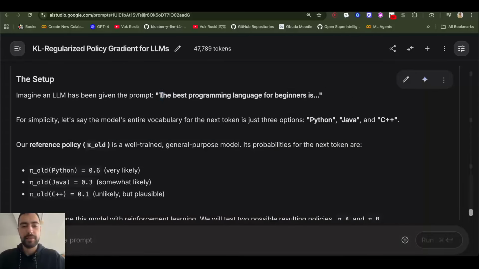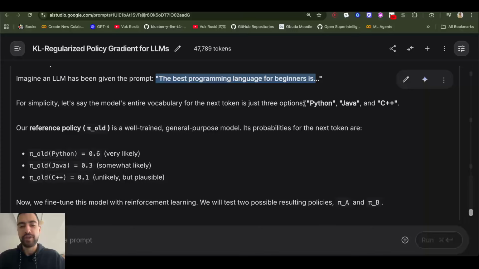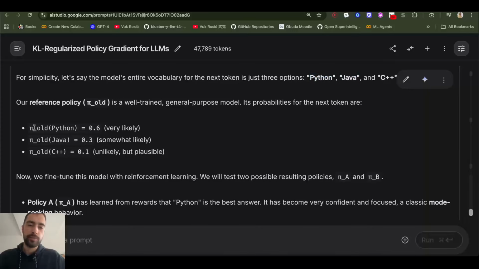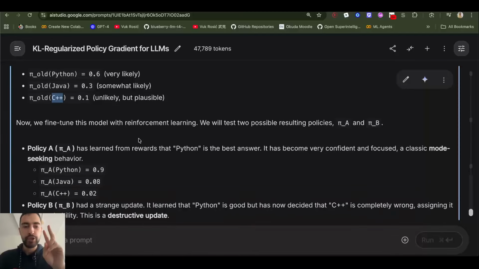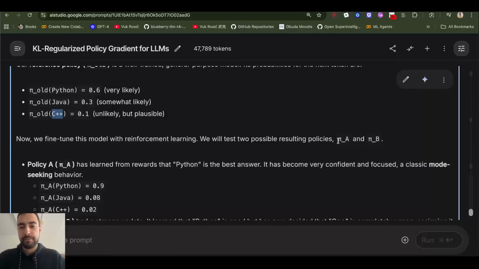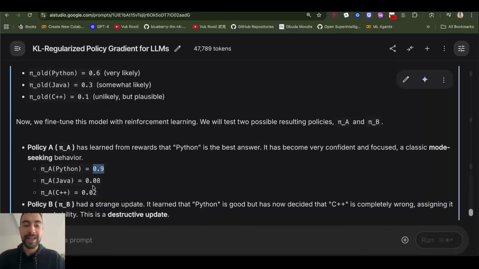Let's take a look at an example. The best programming language for beginners is, and then the entire vocabulary can be Python, Java, or C++. The old policy would assign 60% to Python, 30% to Java, and 10% to C++. Let's compare 2 different types of new policies. Let's say the new policy, Pi A, decided that actually Python is the best, and now it's 90%. And these other two are just 8% and 2%.